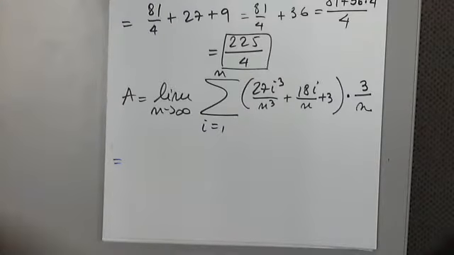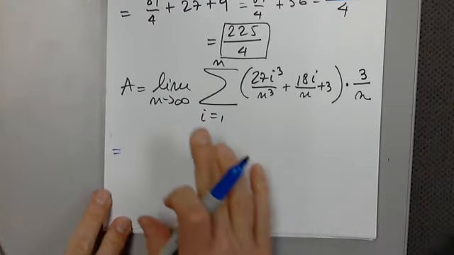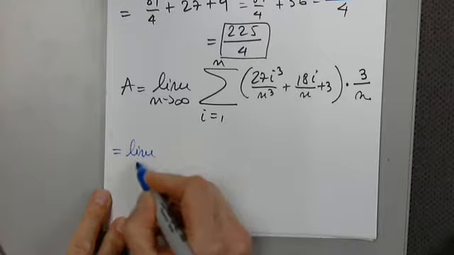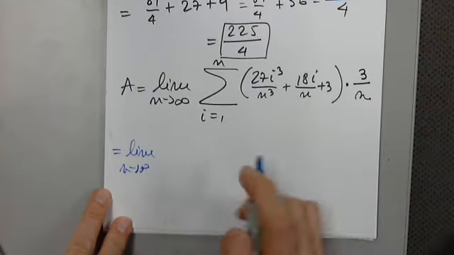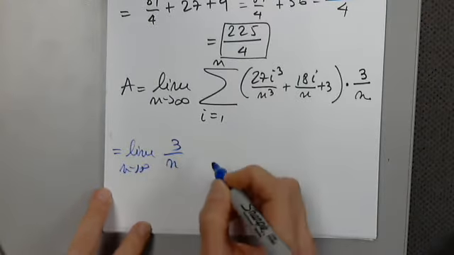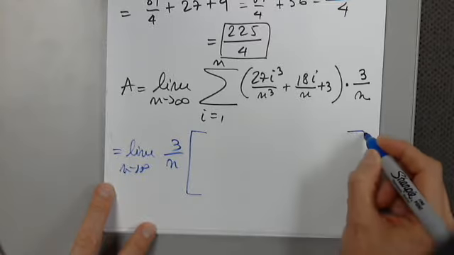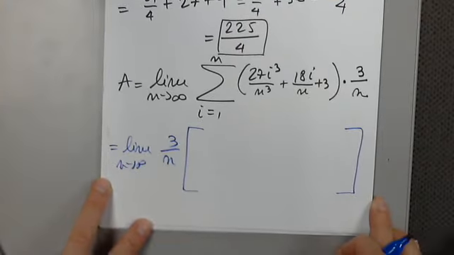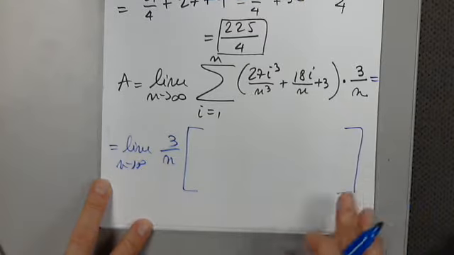Okay. So I copy the limit as n approaches infinity, and I put 3 over n in front. Then I open a bracket, or brackets. Ready?